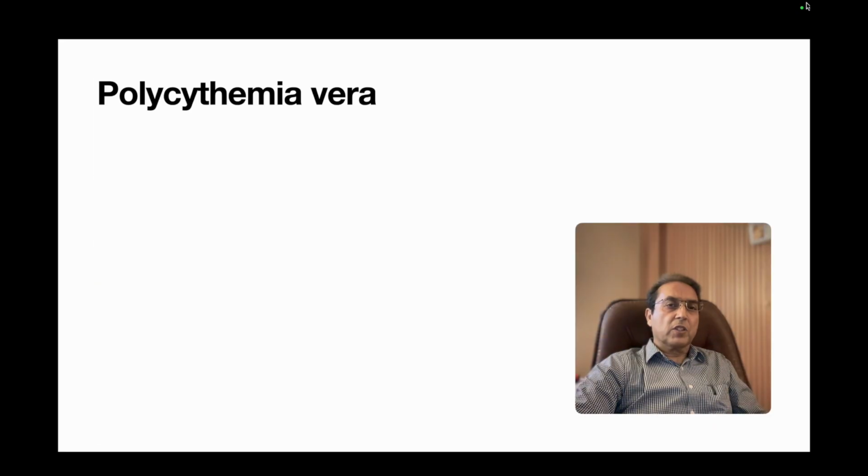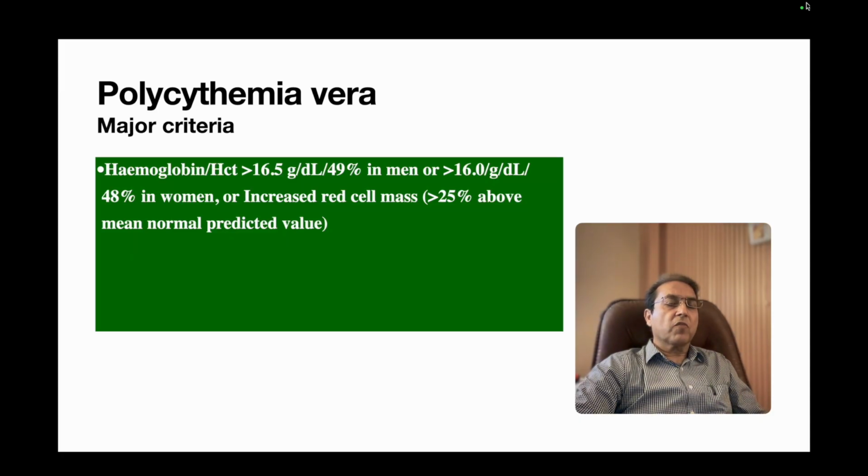Now, how do we define polycythemia vera? Polycythemia vera has certain major criteria and a minor criterion. If all three major criteria are present, or two major criteria and one minor criterion are present, it is polycythemia vera. The major criteria include hemoglobin or hematocrit in men over 16.5 g/dL or 49%, while the corresponding values for females are 16 g/dL or 48%. There is increased red cell mass, that is 25% above mean normal for the predicted value.